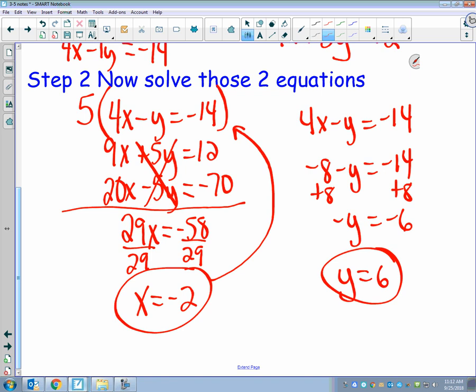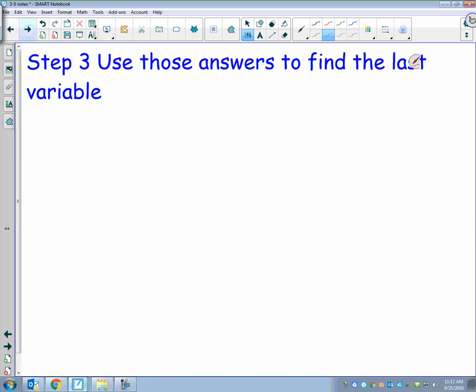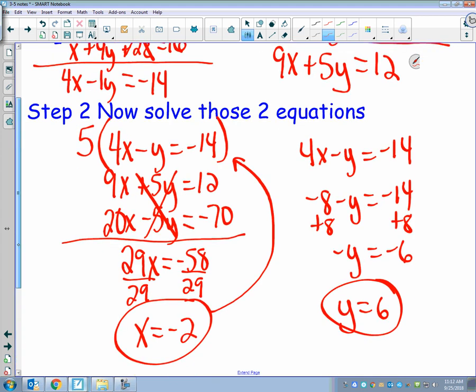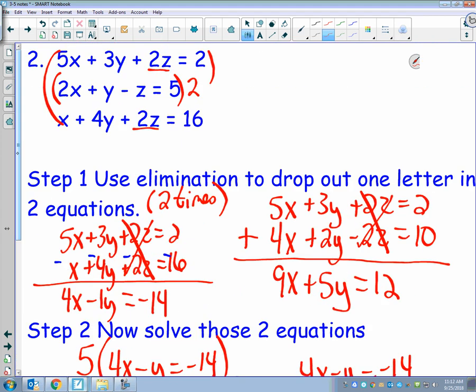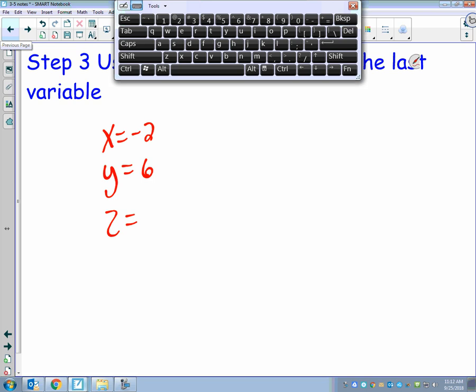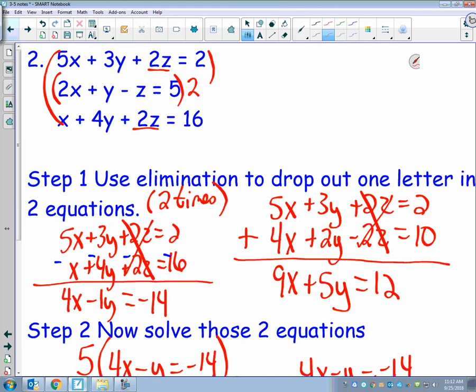That's solving the system. And then my next step is now use those equations to find the last one, right? And so I made this a step 3 for you. But if x equals negative 2 and y equals 6, then I can find z now by going back to the original problem. I really wish I could double page this, and solving this. And you can plug it in any one that you want, all right? So I'm just going to plug it in the top one.